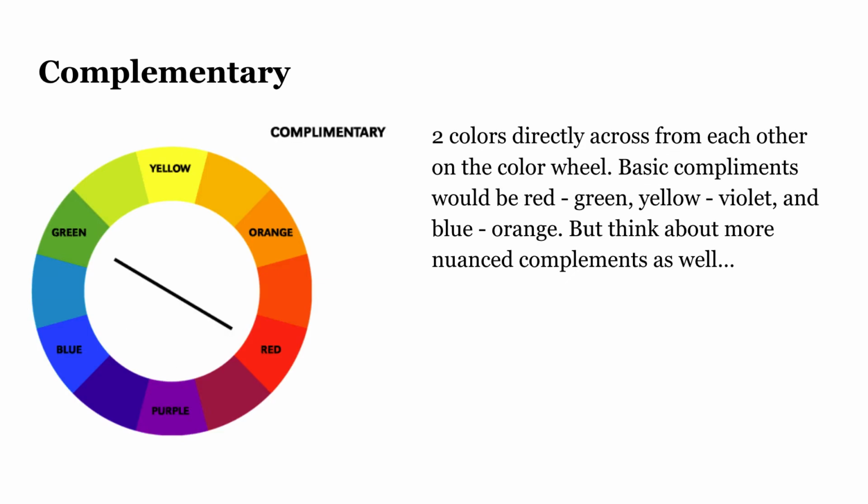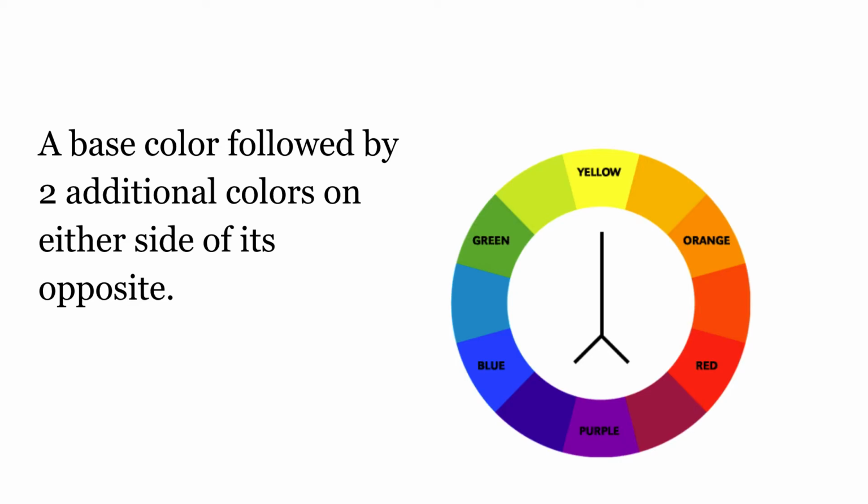Okay. So yes, two colors directly across each other on the color wheel. So basic complements: red and green, yellow and violet, blue and orange. The more nuanced complements would say like blue purple or blue violet and yellow orange, because we don't have that color there. A base color followed by 2 additional colors on either side of its opposite. It's split complementary.